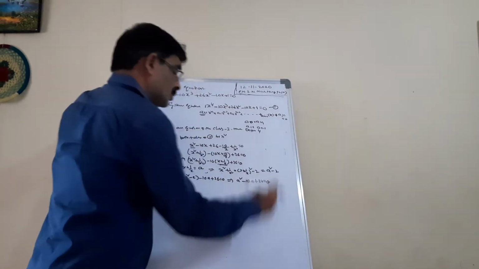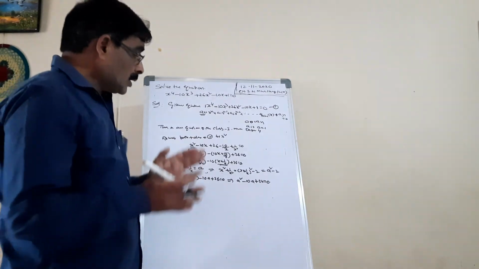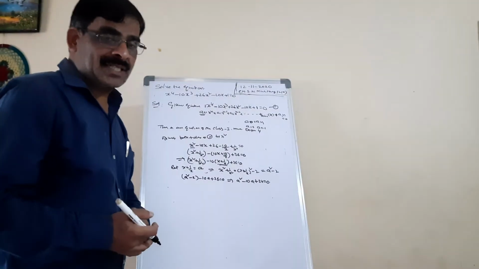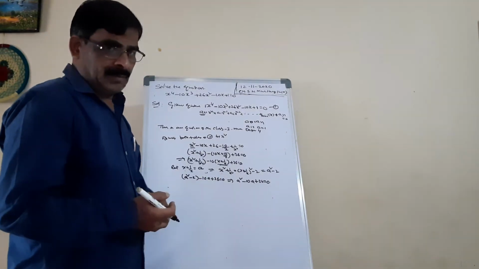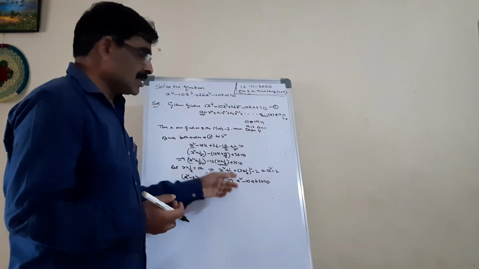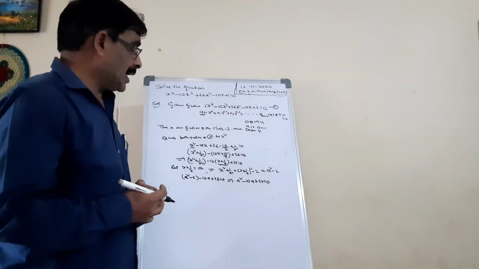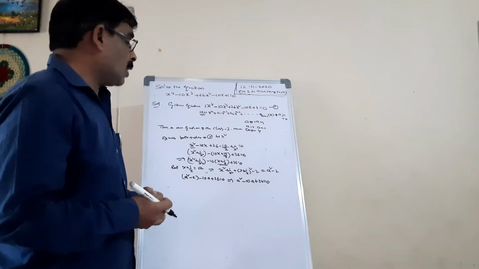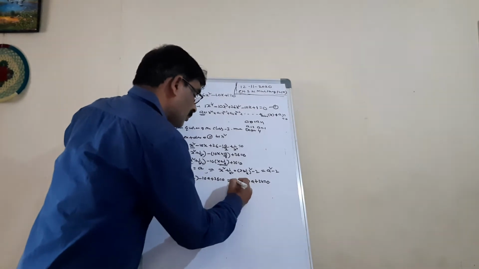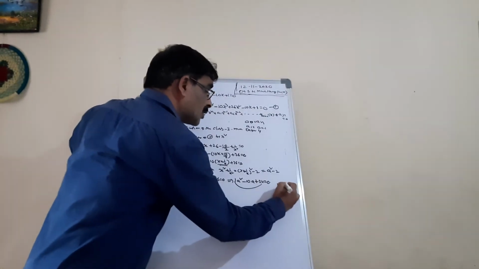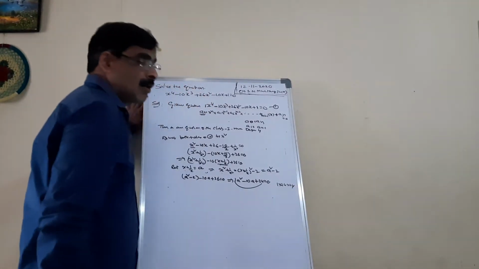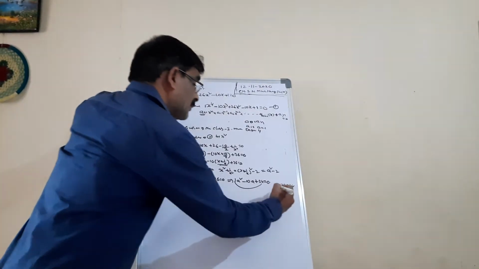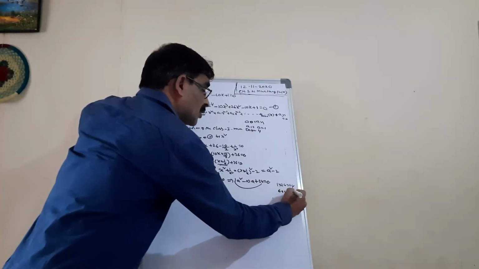Equal to 0. After simplification, we have a quadratic equation in a. No doubt, it has two roots. a square minus 10a plus 24 equal to 0 has two roots. How to solve? 24, 1 into 24 equal to 24. We have to find the factors of 24. Okay, see, 6 fours are 24.